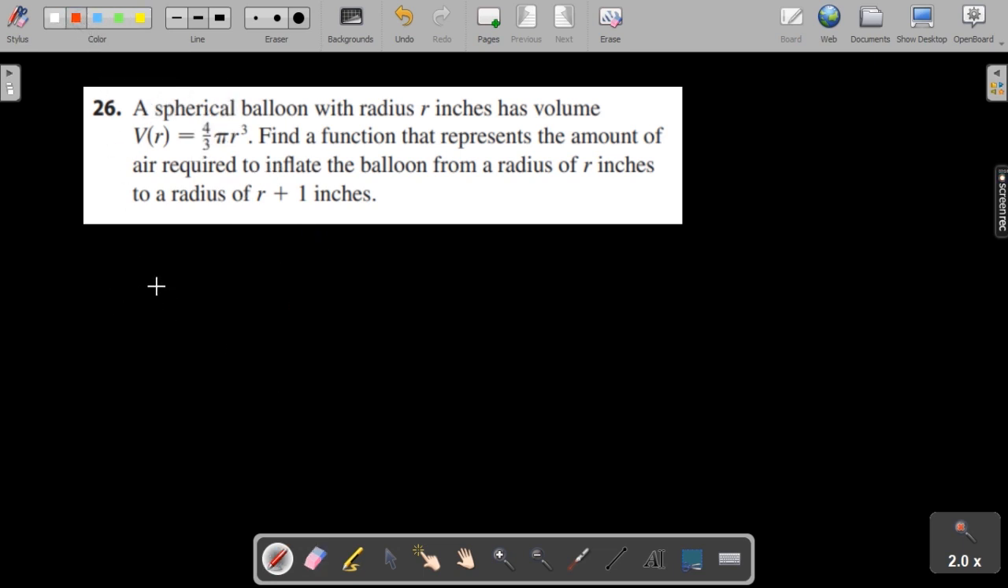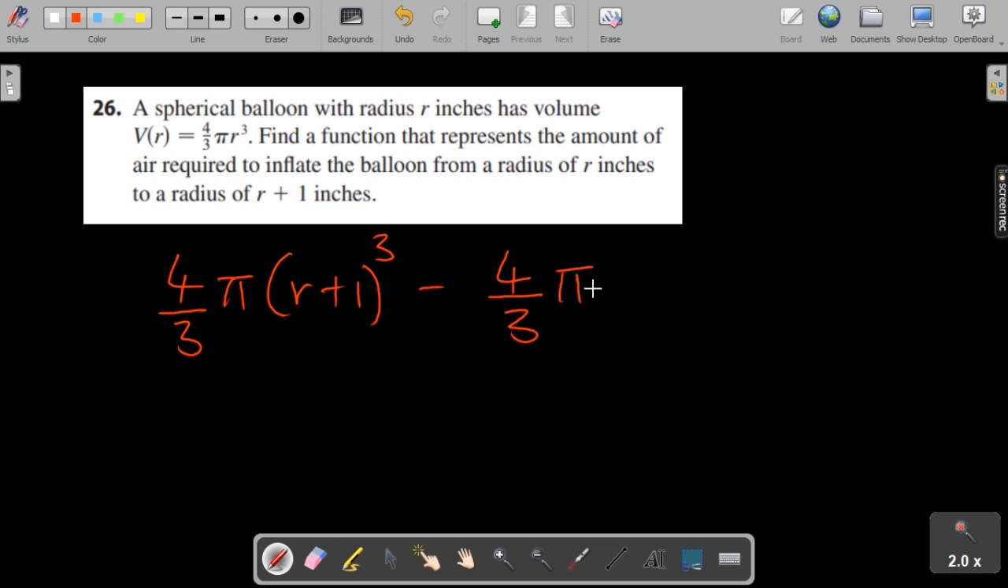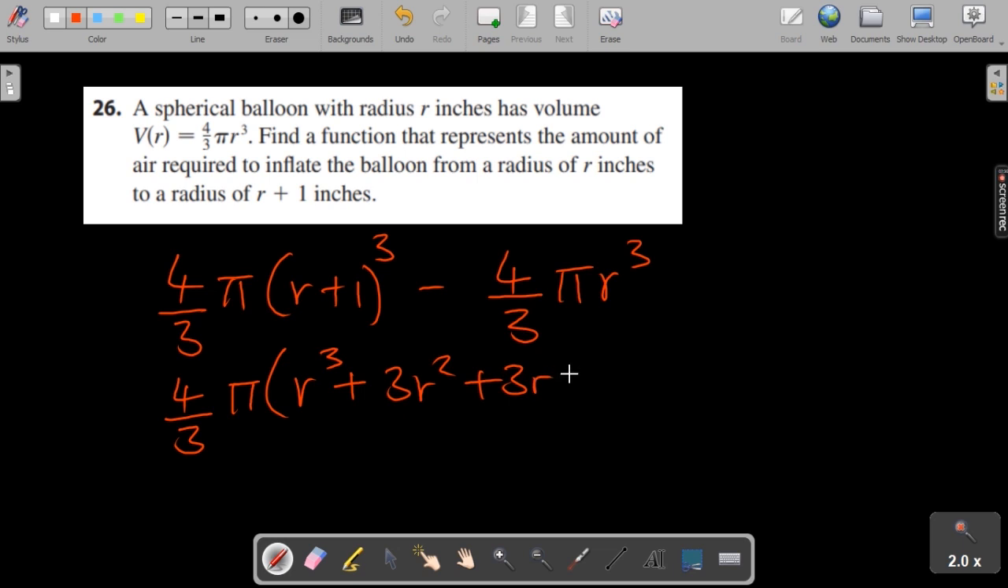So our new volume is 4/3 pi (r plus 1) to the power 3, and we're subtracting the smaller balloon which was inside to get the air, or that space which is in between the two. Now if you expand r plus 1 cubed, you're going to get r cubed plus 3r squared plus 3r plus 1. And that is going to subtract what we have here. We haven't changed anything on this side.